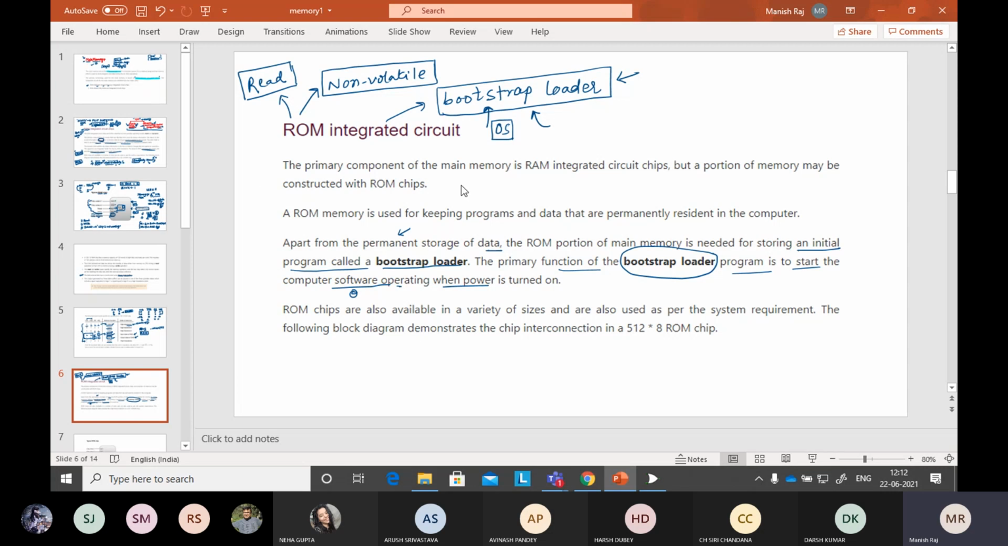Is it okay? So what is the meaning of that bootstrap loader? What is the meaning of non-volatile? It is only the read only memory. There are three main parts of this. So the data will be permanent, so you can say the storage is permanent. Is this part clear in the ROM?